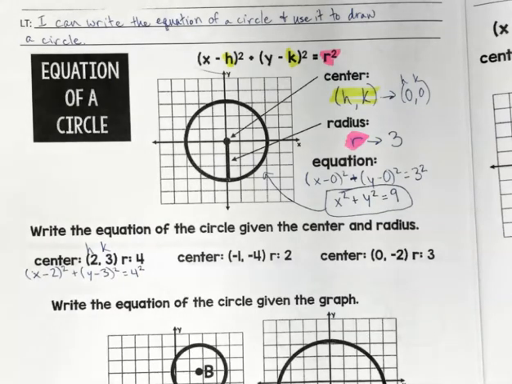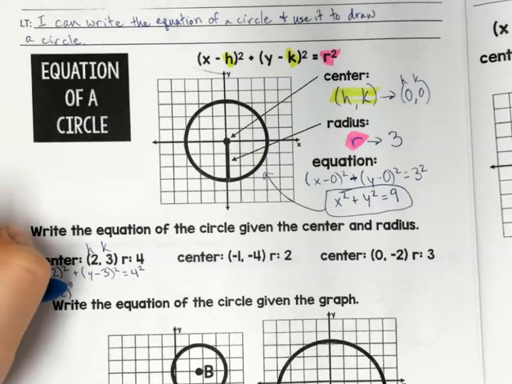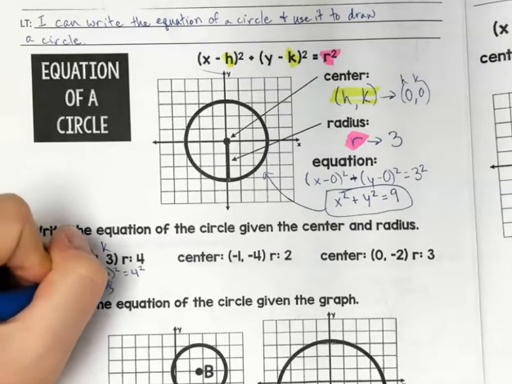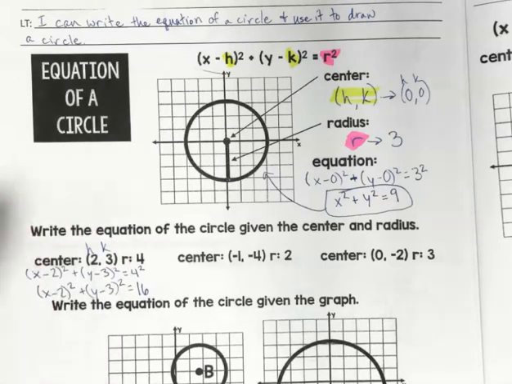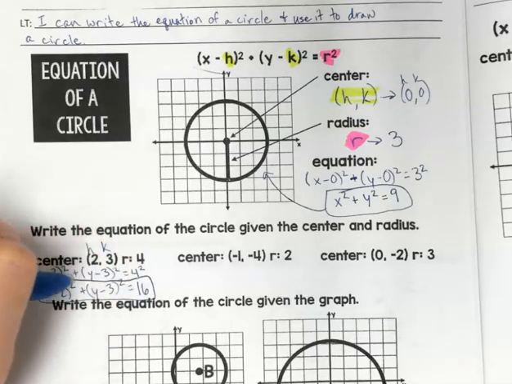And then when I rewrite that, I'm going to notice that x minus 2 doesn't change. It's going to stay like that. Y minus 3 does not change. And 4 times 4 will end up being 16. And that is the equation of that circle.